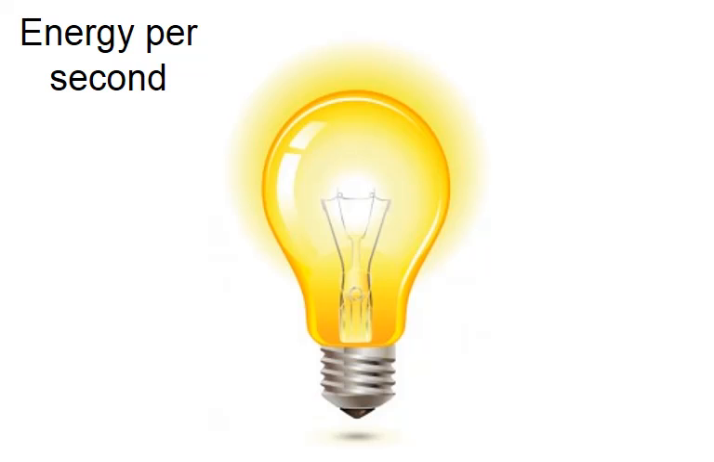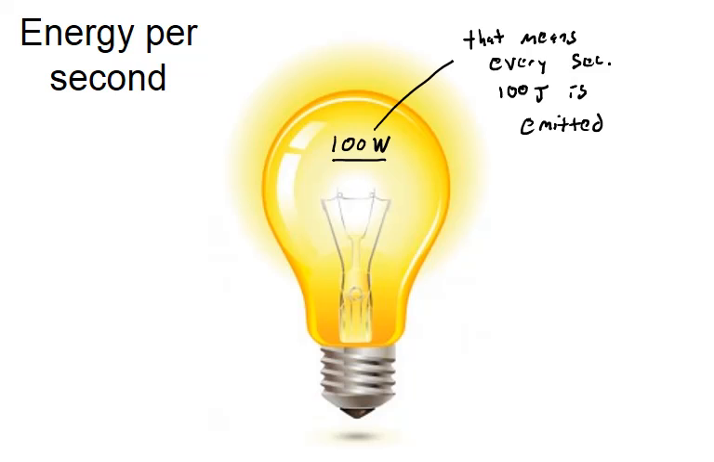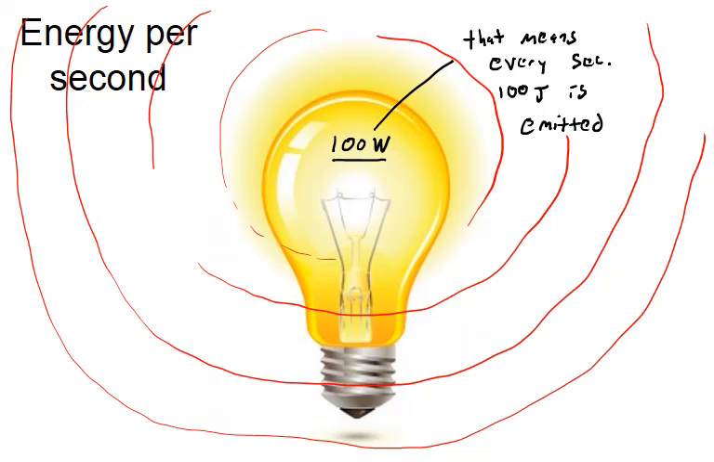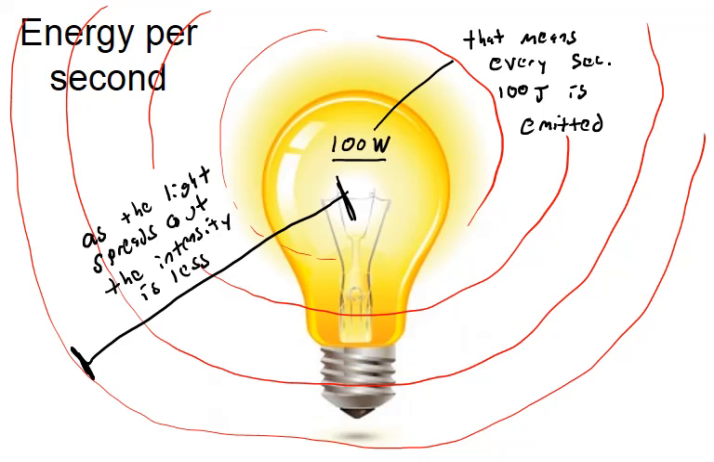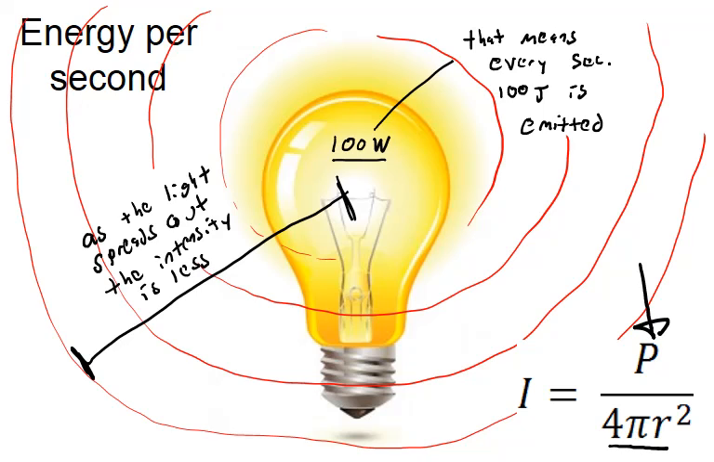Okay, so if we consider a light bulb, and let's say this is a 100-watt light bulb, what this means is every second, 100 joules of energy is emitted. And that's what a watt is, right? It's a joule per second, how many joules per second. And so if we look at, let's say this light is going out spherically, as the light spreads out, the intensity gets less and less as it gets further out. And it spreads out spherically according to this equation, right? The power of the source gets spread out by the surface area of the sphere because this is going out as a sphere in all directions.